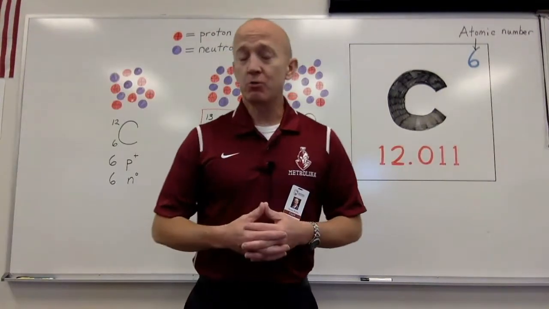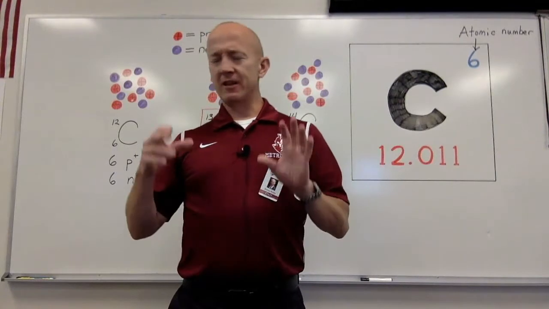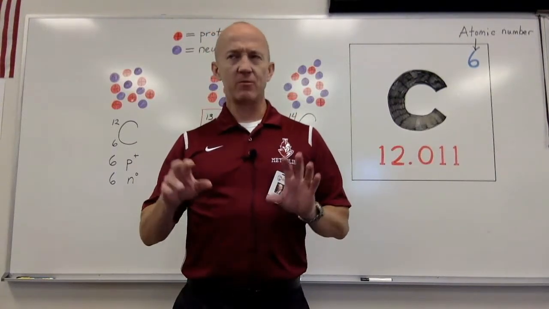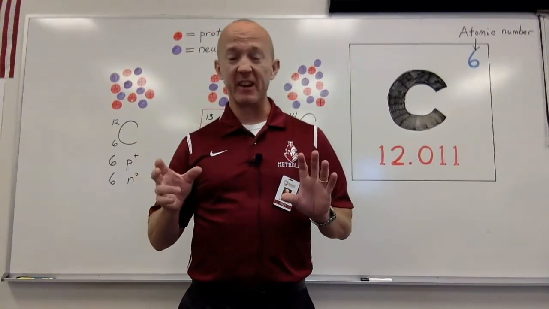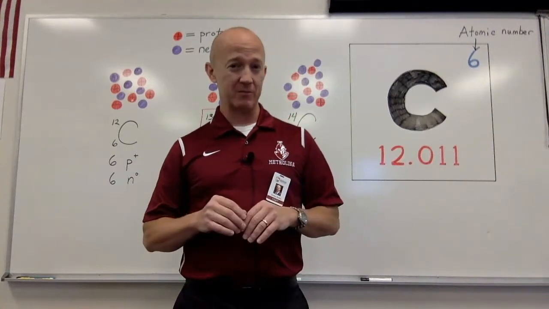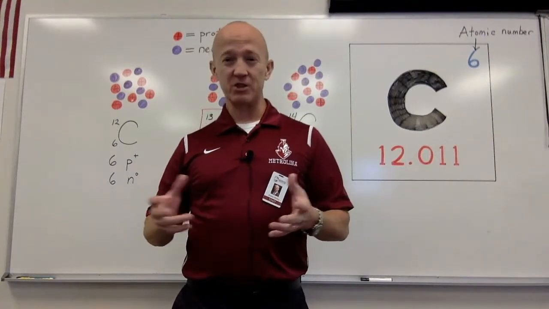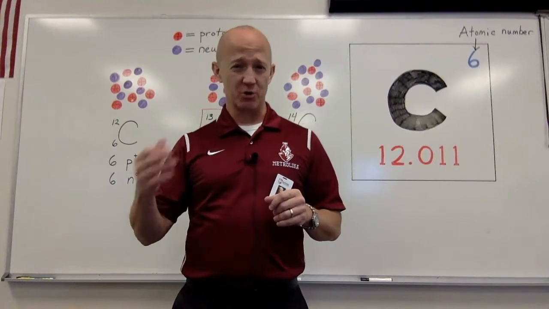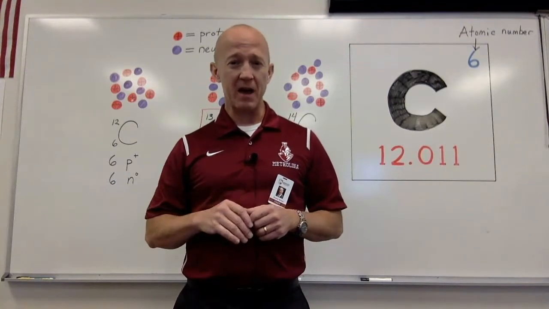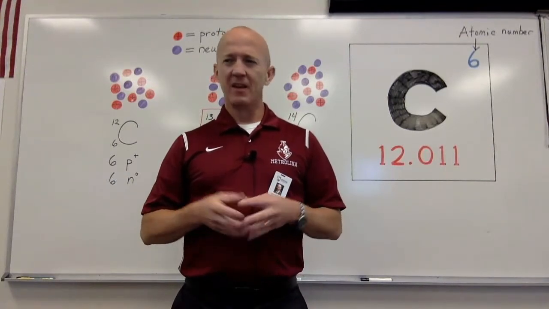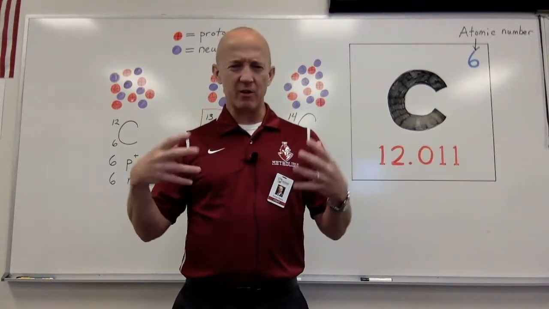Now remember that the actual mass of protons and neutrons is extremely small, about 1.67 times 10 to the negative 24th grams. And electrons are even smaller. An electron is almost 2,000 times less massive than a proton is. That's kind of clunky to use in calculations.